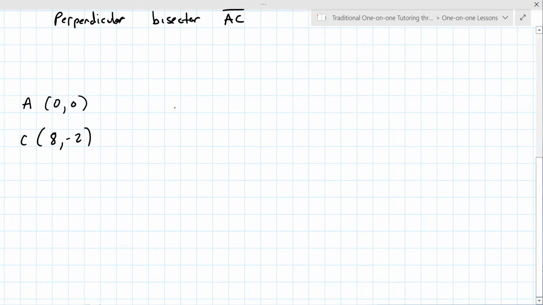Do you remember the formula for midpoint? Yeah, it's x1 plus x2 over 2, y1 plus y2 over 2. So it's the average of the X's and the average of the Y's.